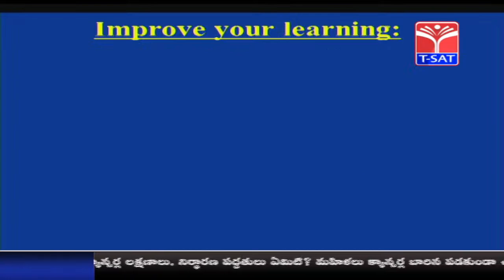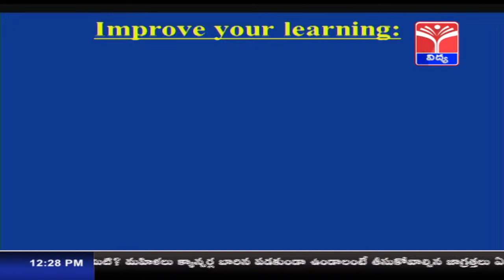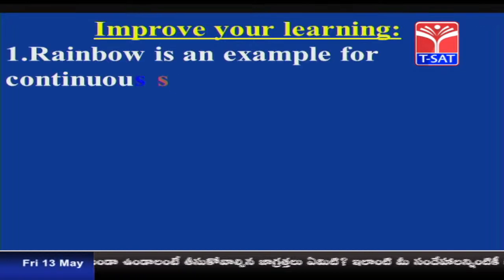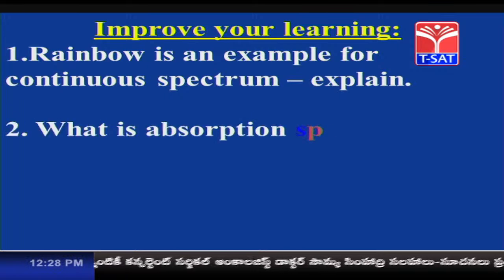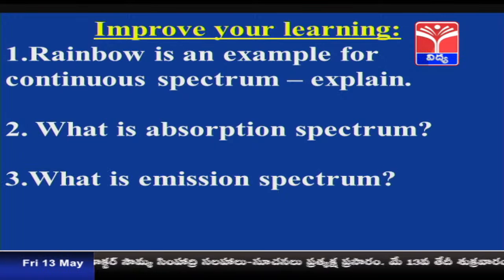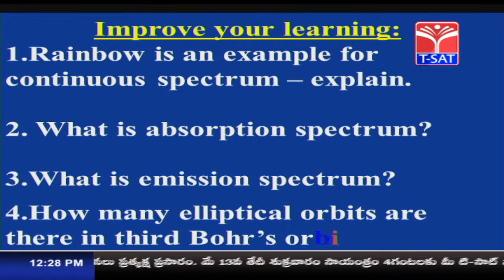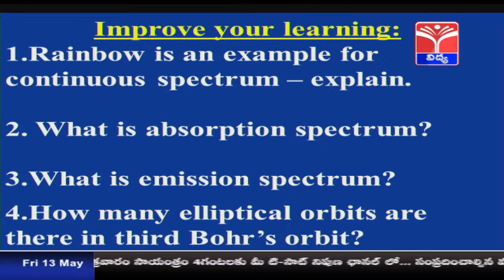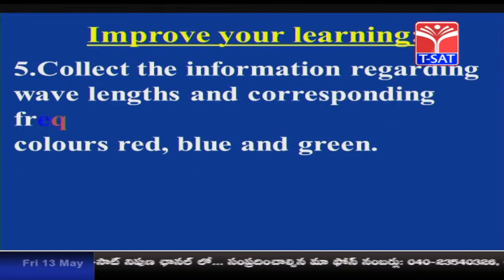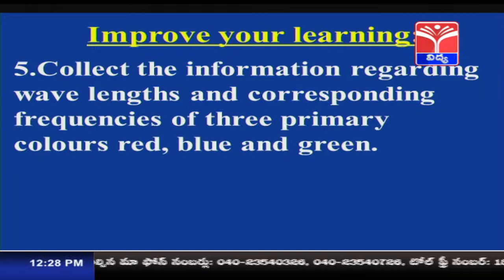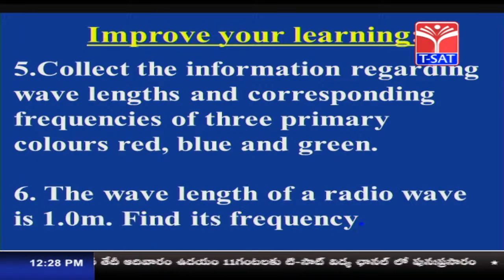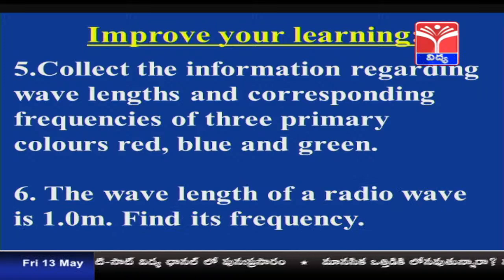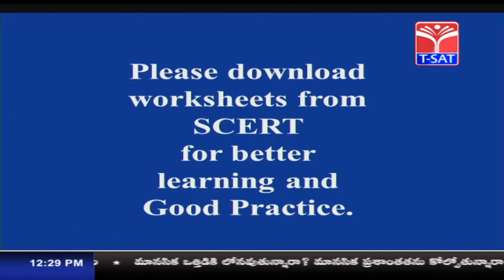Children, try to improve your learning by answering these following questions. Rainbow is an example of a continuous spectrum. Explain it. What is an absorption spectrum? What is an emission spectrum? How many elliptical orbits are there in the third Bohr orbit? Collect the information regarding wavelengths and corresponding frequencies of the three primary colors, that is red, blue and green. The wavelength of a radio wave is 1 meter. Find its frequency.